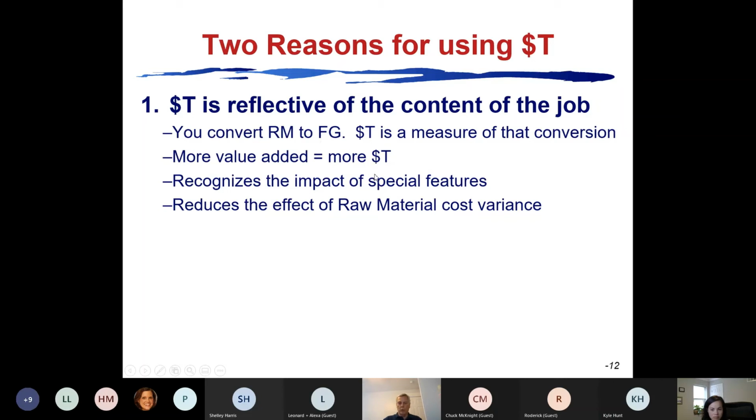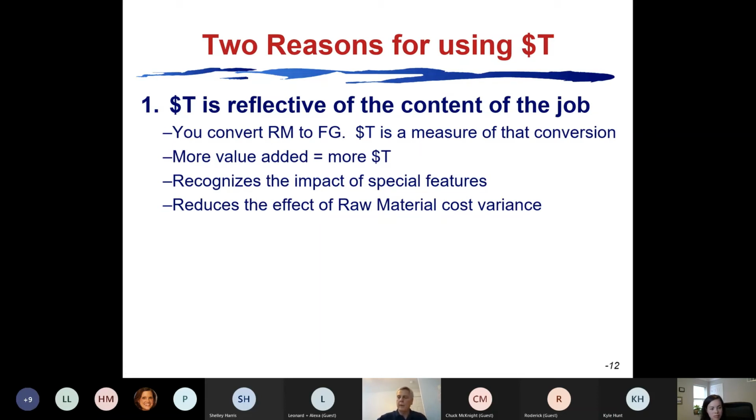Basically, what you do is you convert raw materials to finished goods. That's what you do. You buy raw materials. You bought $3,500 worth of raw materials, and you did what you do, and you made it worth $10,000 to your customers. Therefore, you created $6,500 worth of value, and throughput is a measure of that conversion. It recognizes the impact of special features like mitered edges, OG edges, that kind of thing.